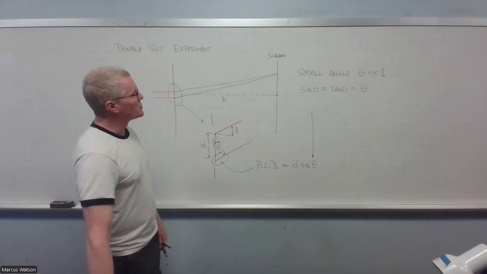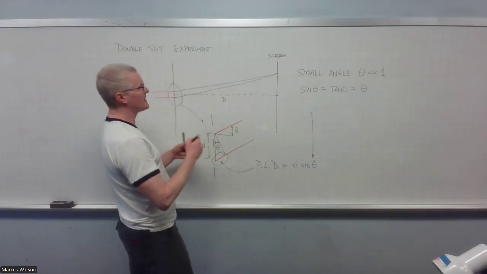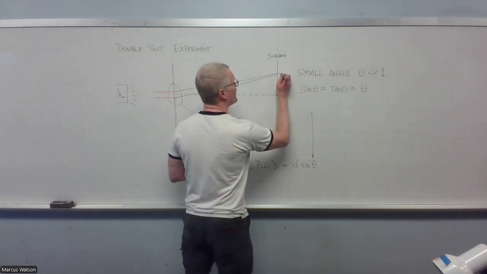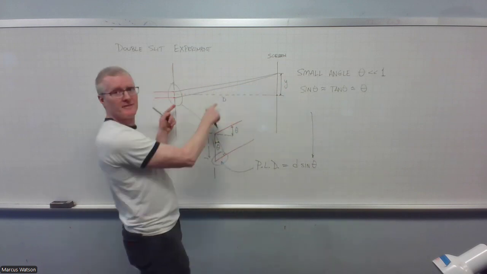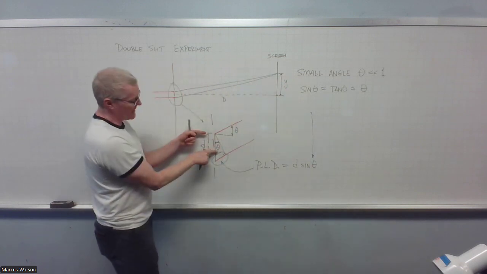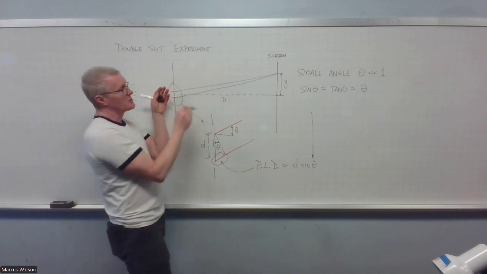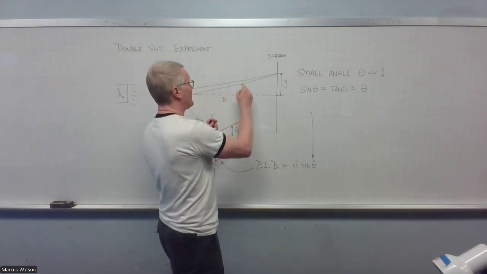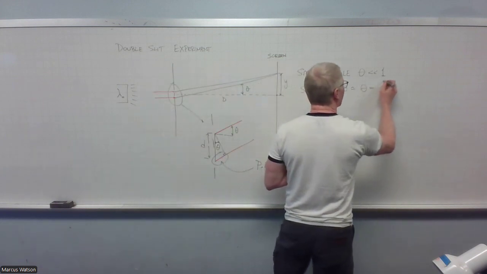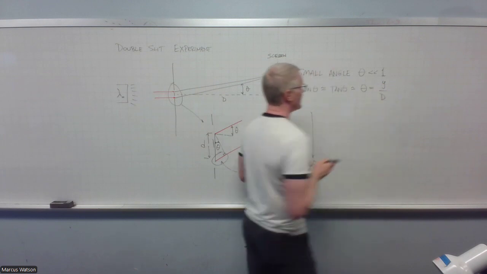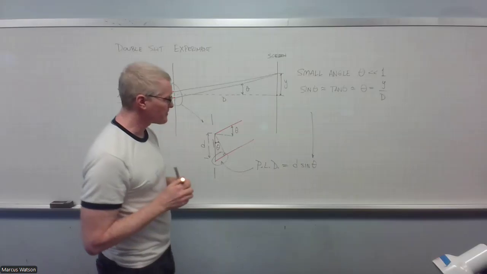So the question is, what's the tangent of theta? The tangent of theta would be, for example, this distance here, call that y, divided by capital D, because this angle of the triangle is the same as the angle of the rays coming out of the slits. So if I'm looking at that angle, the tangent is y over D, and I can use that as an approximation to the sine of theta down here.